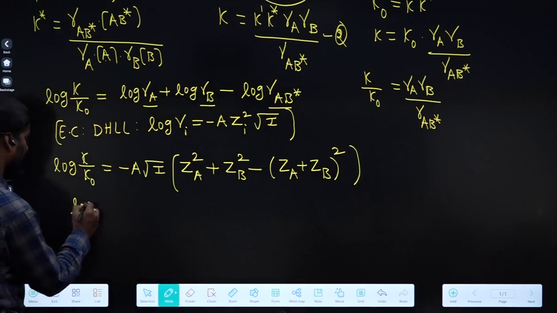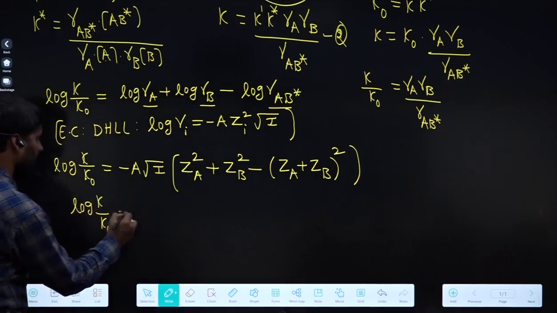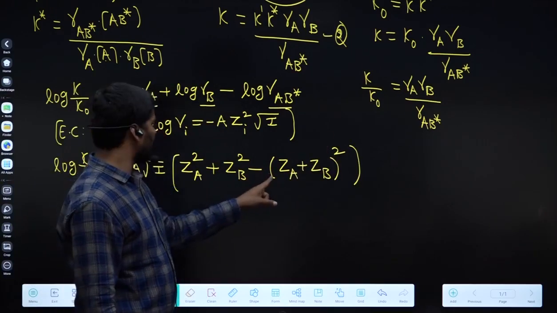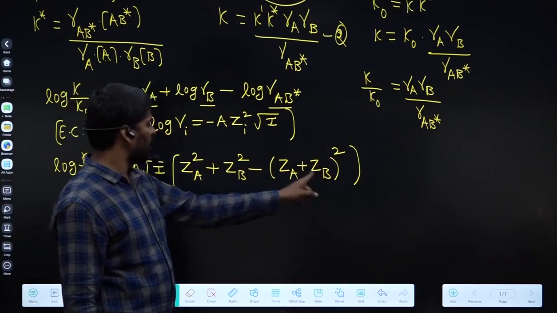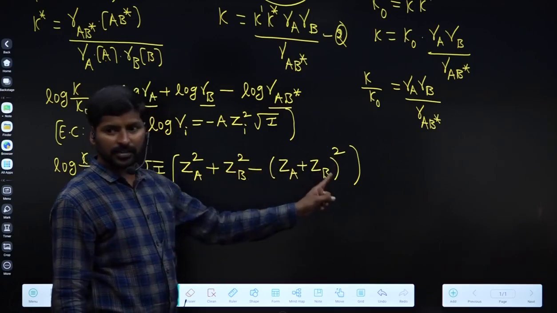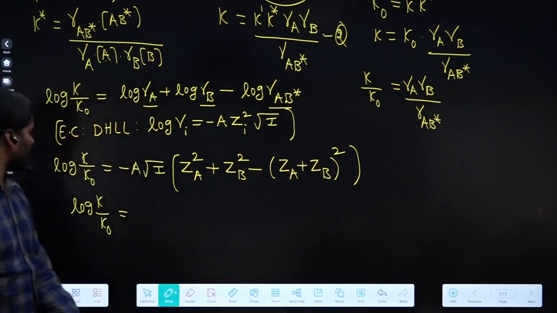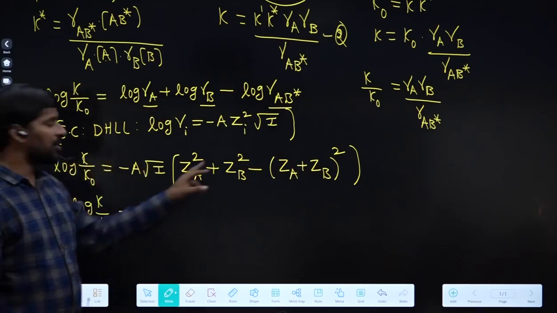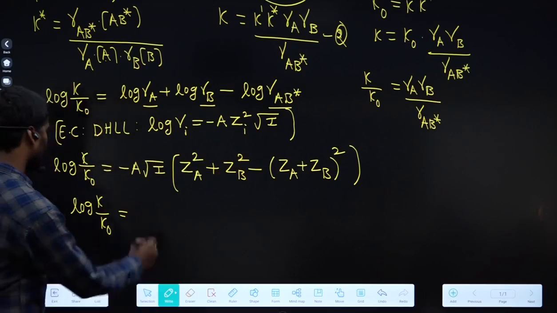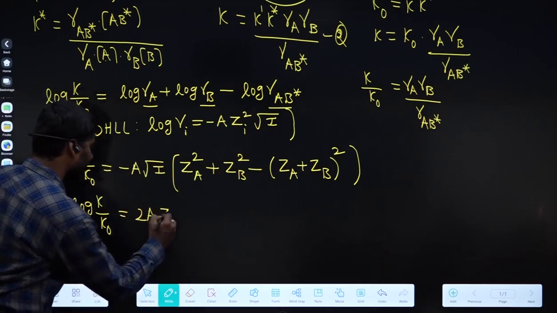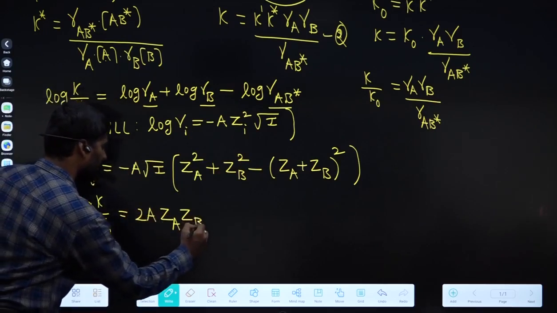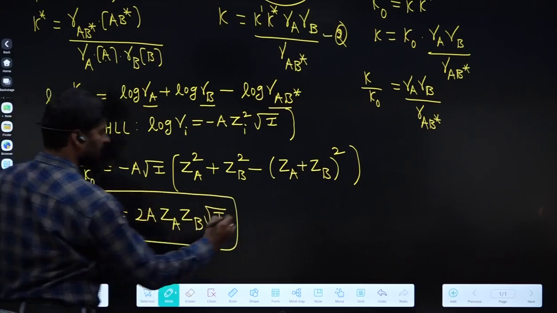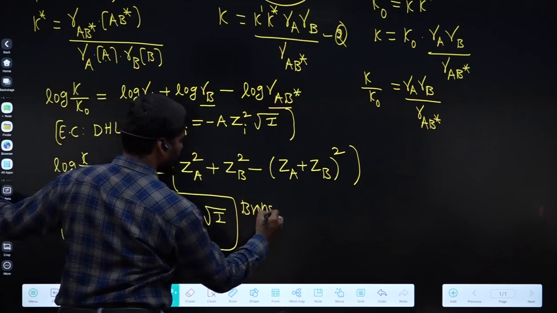So in the final equation, log K by K naught is equal to, expanding A plus B whole square as A square plus B square plus 2AB, the minus Za square plus Za square gets cancelled, and the minus Zb square plus Zb square gets cancelled. So the remaining is minus 2 Za Zb, and minus into minus gives plus. So we get 2A Za Zb root I. This is called the Bronsted-Bjerrum equation.